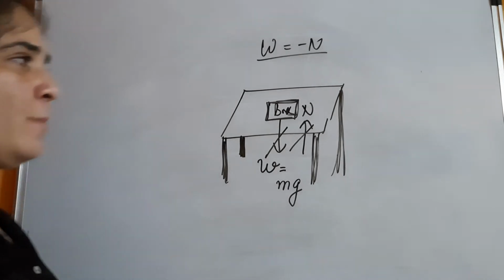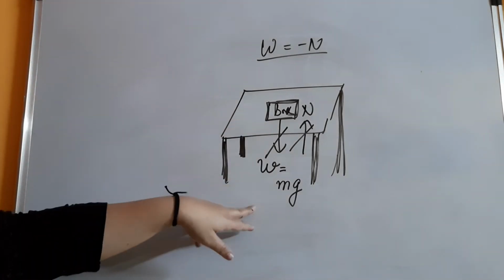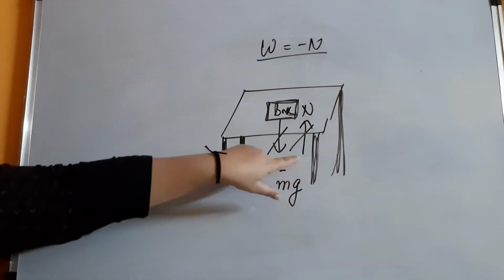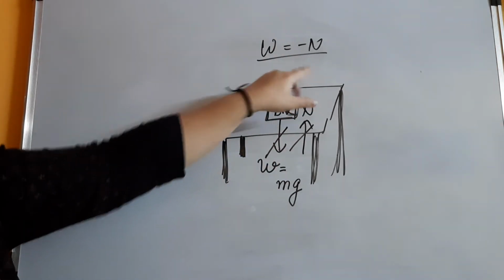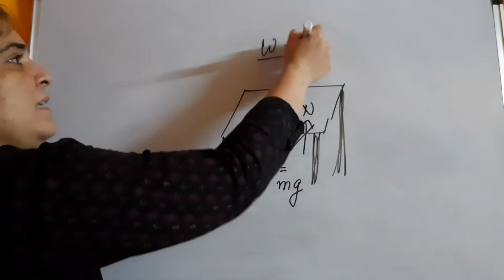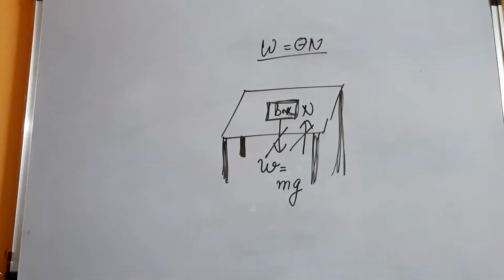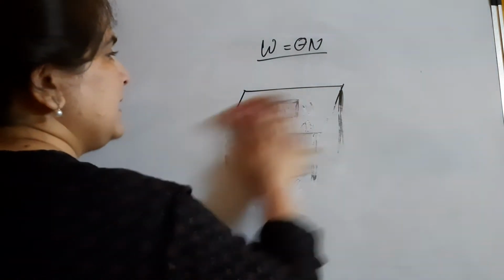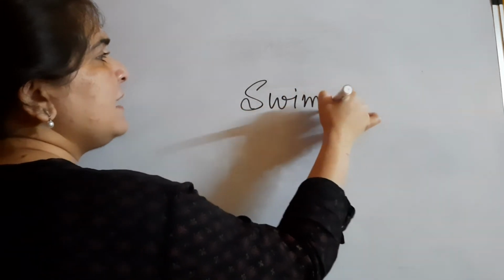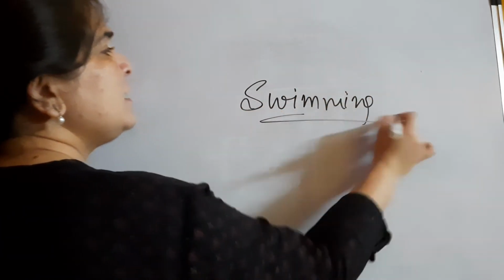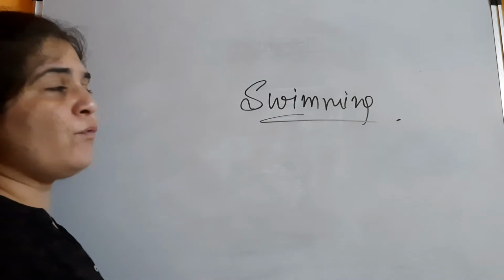So how can you explain it: the weight of the book is acting in the downward direction, that is the action; the normal force is acting in the upward direction, that is the reaction. Both are equal and opposite, and this negative sign is giving you the opposite direction. Okay, now another example, again from your real life, from your daily life, is swimming. Now if you have to prove that swimming is also following Newton's third law, how can we prove it?